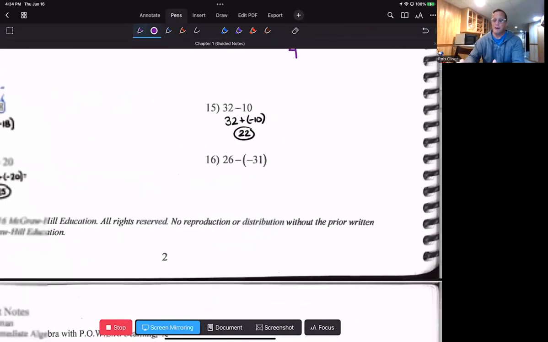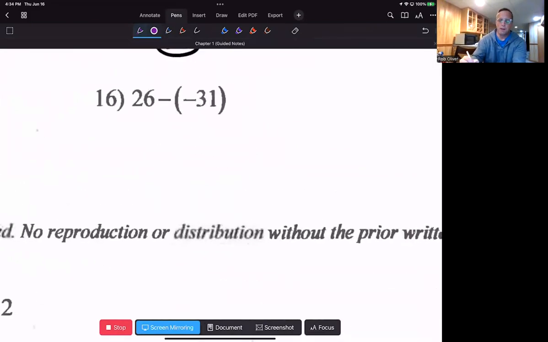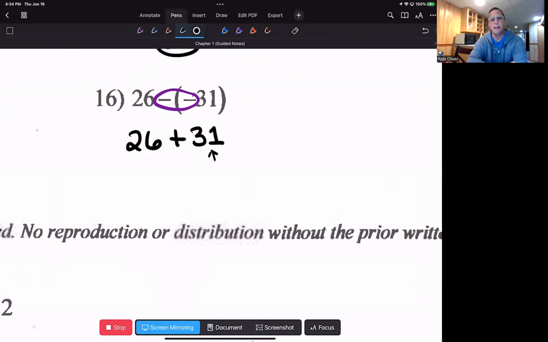You should. All right. So back to number 16. Those 2 negatives make a positive. So you got 26 plus 31. I want you to make note that that 31 was negative before, but now it is completely, entirely positive. It's 26 plus 31. It's not 26 plus negative 31. It's just 26 plus 31, which is, I think, 1,000. No, it's not. It's 57. Positive 57. There you go.